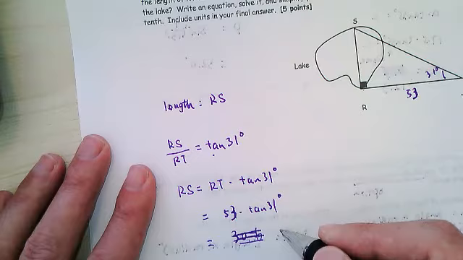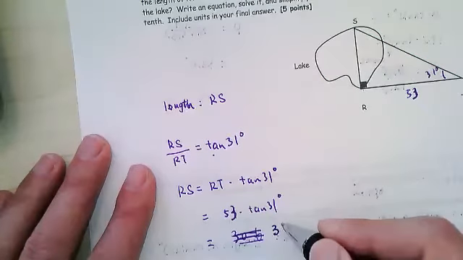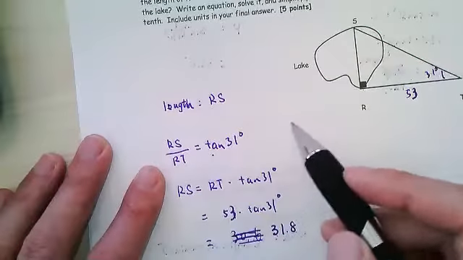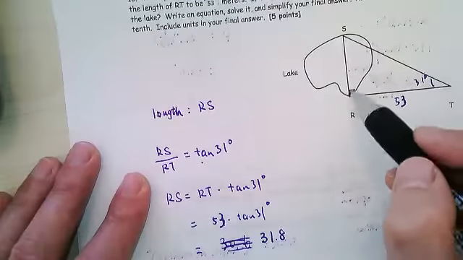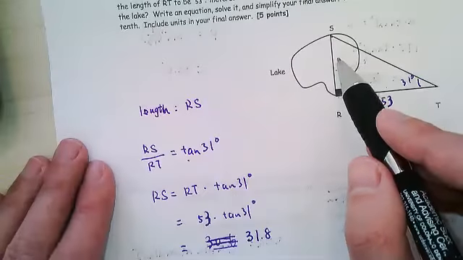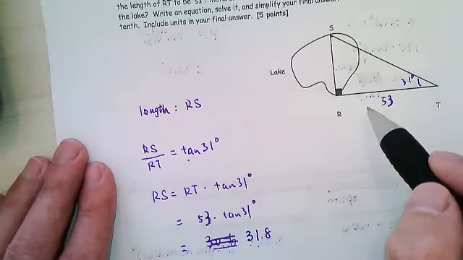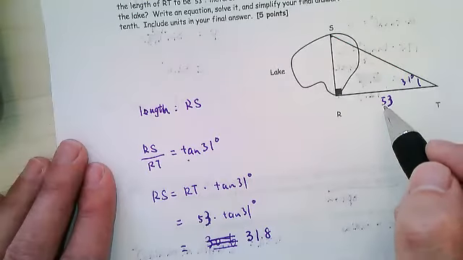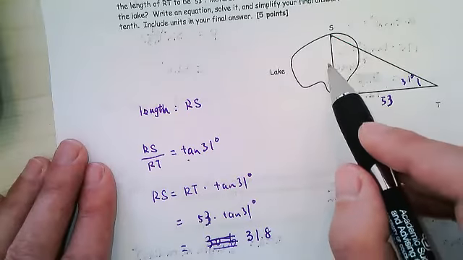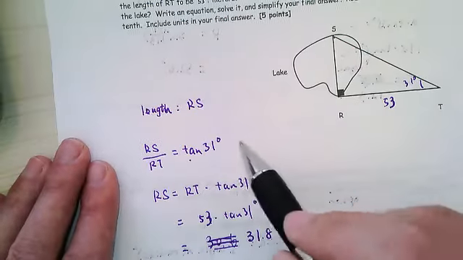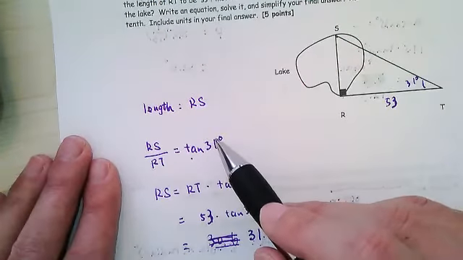31.8 miles. I think that's right. Yeah, I made a mistake. Forgive me for this mistake. So you are looking for this side. You need to establish a relationship for this side with the other sides and the angle. You have the angle. You have this side. How about you create a tangent, which is RS divided by RT, which is tangent 31 degree.